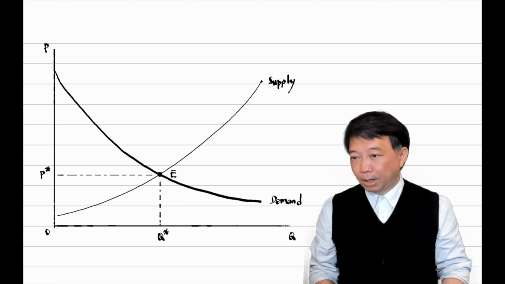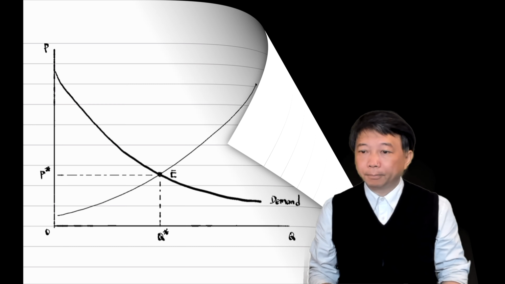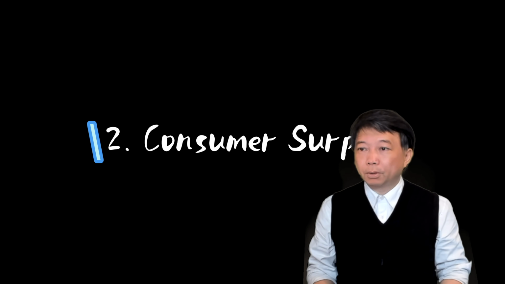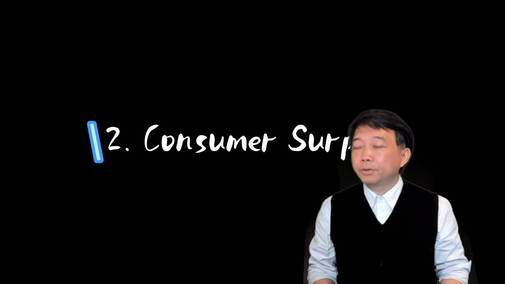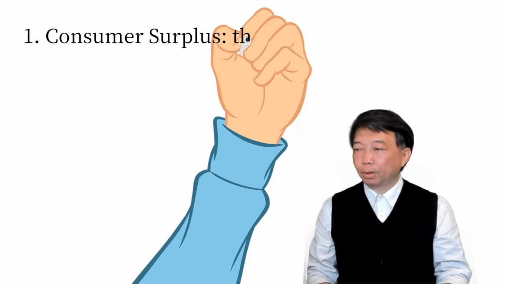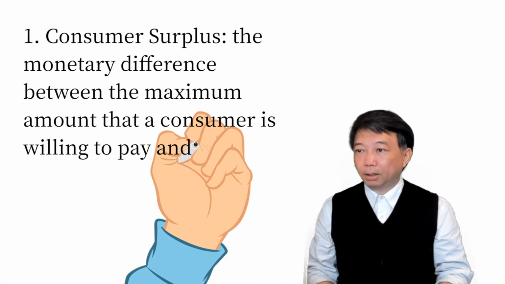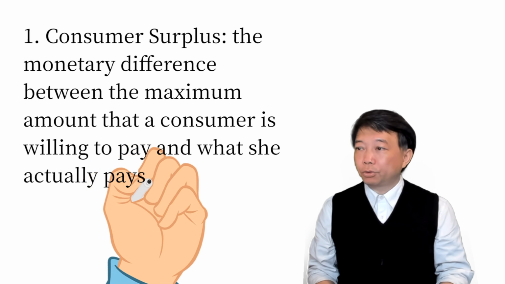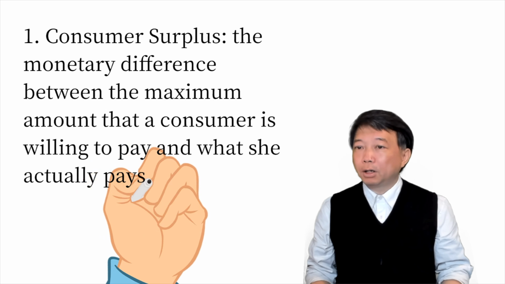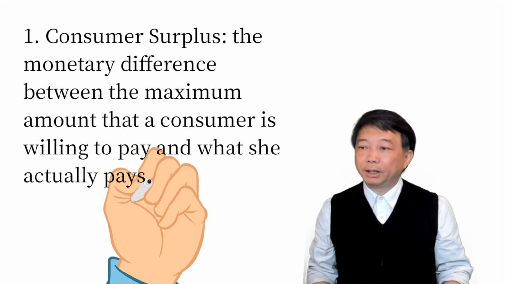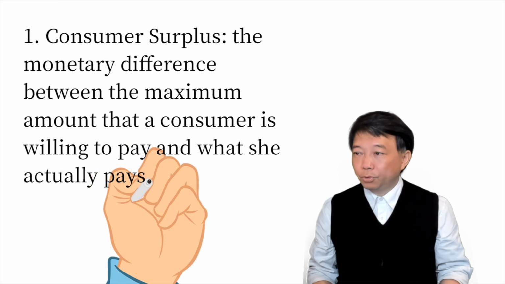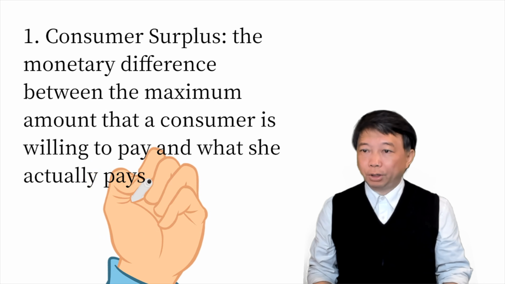Here are three concepts related to social welfare. Consumer surplus. Consumer surplus is the most widely used measure of consumer well-being. It is the monetary difference between the maximum amount that a consumer is willing to pay and what she actually pays. Consumer surplus is a currency value measure of the extra pleasure the consumer receives from the transaction beyond its price.